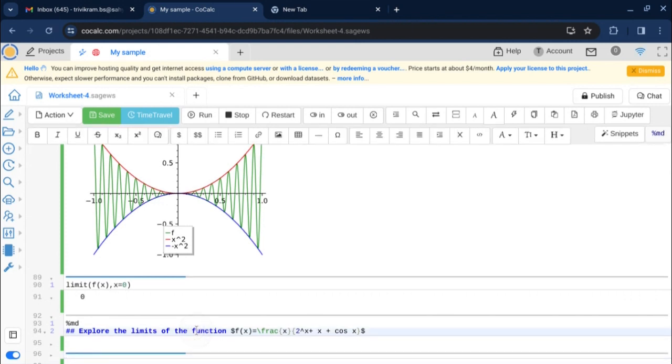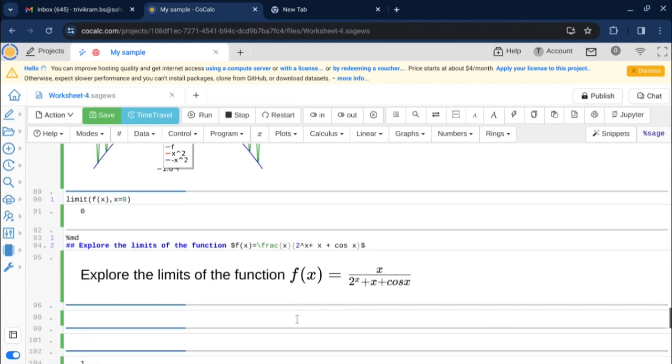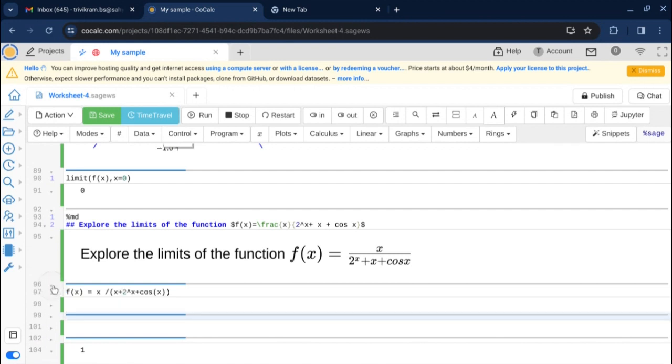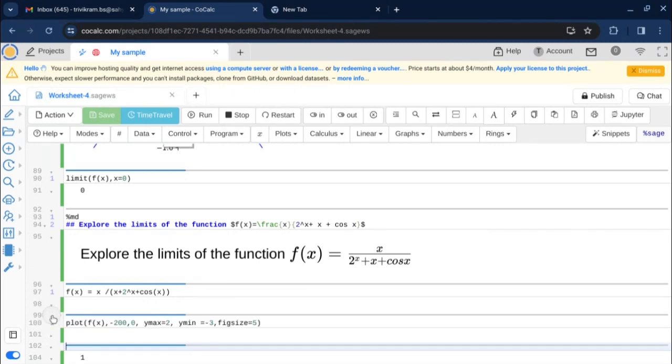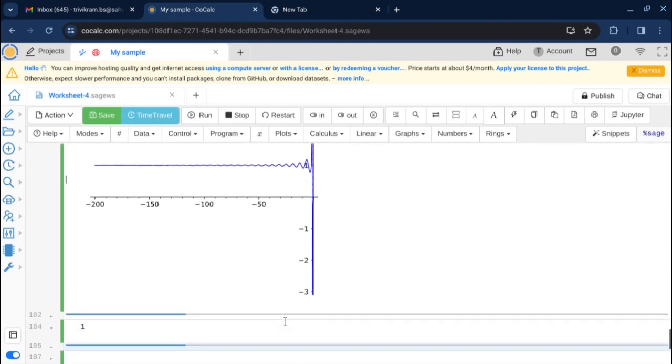Now exploring the limits of the function f of x. This is one more example, that is f of x is equal to x by 2 power x plus x plus cos theta. So just I have mentioned that and run this. Now I'm going to plot this again. So I'll get the plot like this.